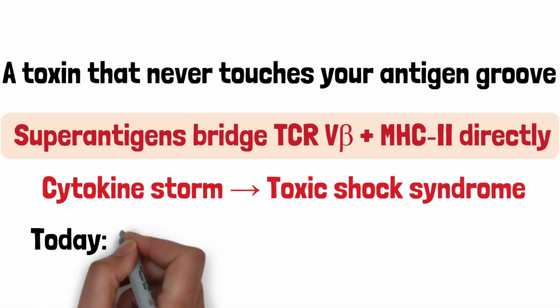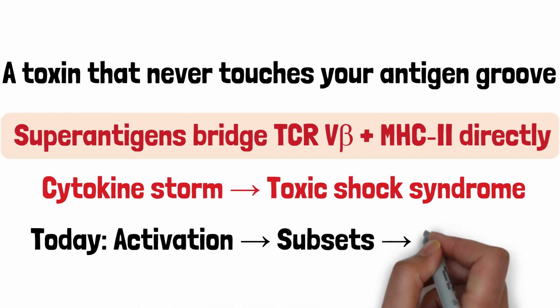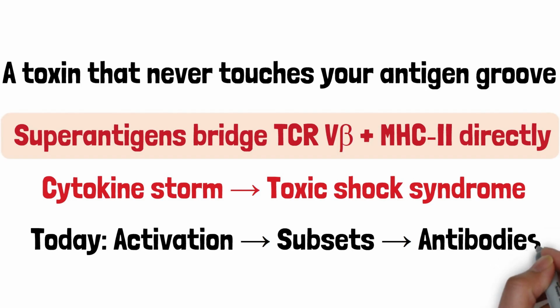In this video, we'll cover T-cell activation and its checkpoints, superantigens, the Th1/Th2/Th17 and Treg subsets, cytotoxic T cells, and how B cells turn all of this into a high-affinity antibody. And I'll flag the timestamps in the description below if you want to jump straight to one.